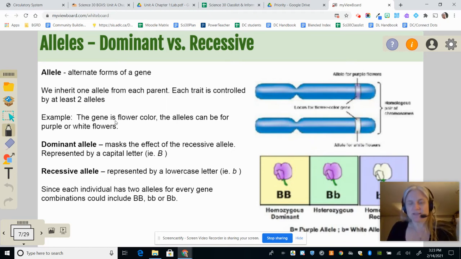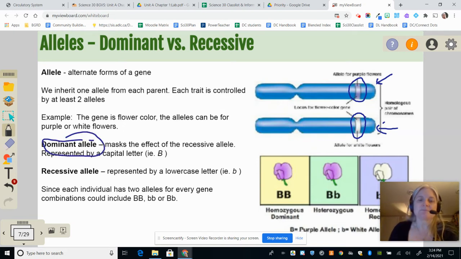So for example, it's a lot easier to look at an example when you're talking about this kind of thing. The gene for flower color. The alleles can be found for purple or white. So in this case, you'll see there is the allele for purple on one chromosome, and there is the allele for white flowers. So this individual plant in their cells has both these chromosomes, one from one parent, one from the other, and how these two interact are going to depend on the dominance of these alleles. So the dominant allele is masking the effect of any recessive allele that's present.